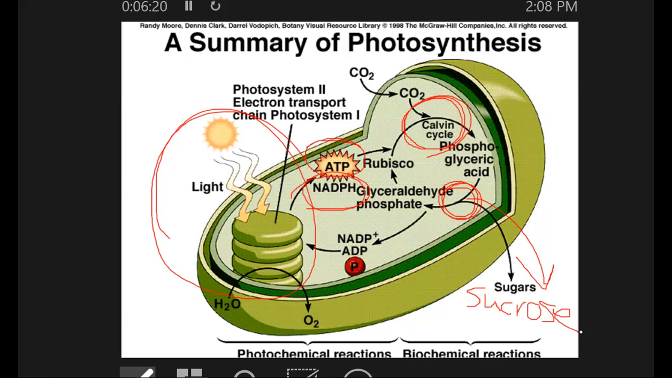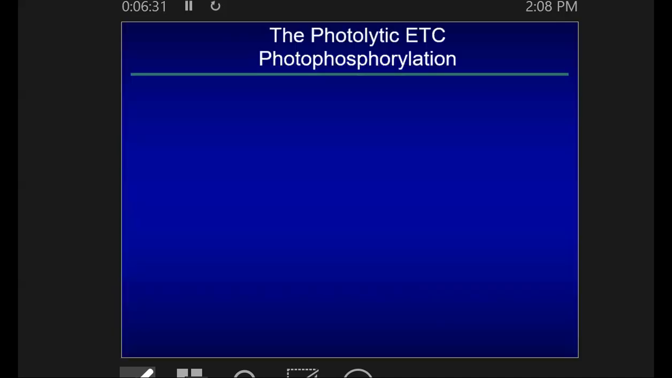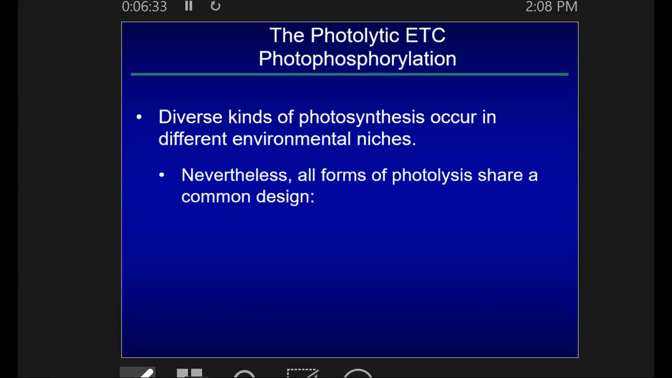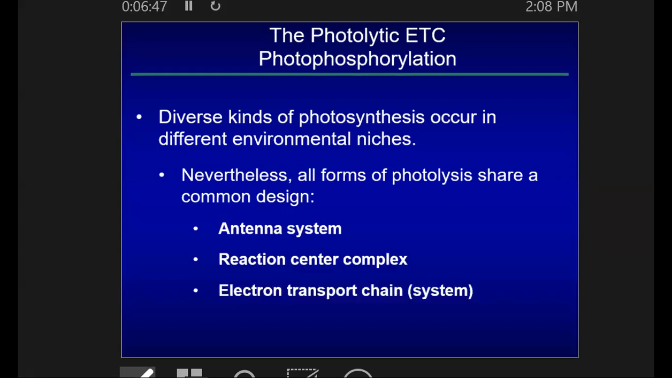Okay, so this is a very big picture idea. If you look at how plants do it, how cyanobacteria do it, how some other microbes do it, there are some common themes. You have some kind of so-called antenna system, which I'll explain. You have these so-called reaction centers. You have some version of an electron transport chain process. And you also have energy carriers. So it doesn't really matter who's doing the photosynthesis. This is all going to happen.